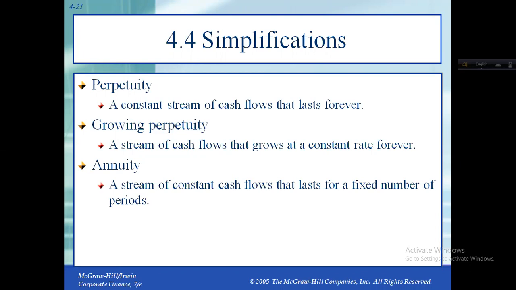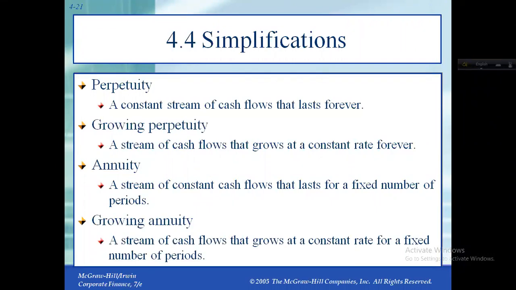Now there are many applications. Number one is perpetuity, a constant stream of cash flows that lasts forever, that is called perpetuity. And what is growing perpetuity? A stream of cash flows that grows at a constant rate forever. And what is annuity? A stream of constant cash flows that lasts for a fixed number of years. And the growing annuity is a stream of cash flows that grows at a constant rate for a fixed number of years.